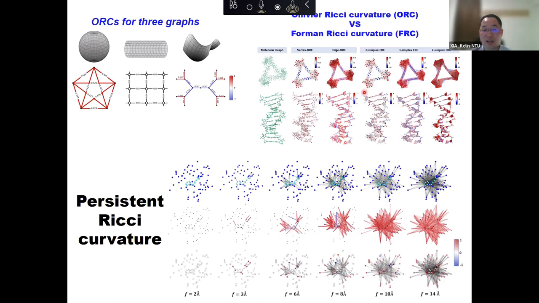Very roughly speaking, the positive Ollivier Ricci curvature represents certain cluster information. So you see that this big cluster here and here and here, they all have positive values. That means the positive Ollivier Ricci curvatures correspond to the clusters in the system. And then the linking regions usually have negative values. So the negative Ollivier Ricci curvature values represent the linking regions or bridge regions between the two clusters.